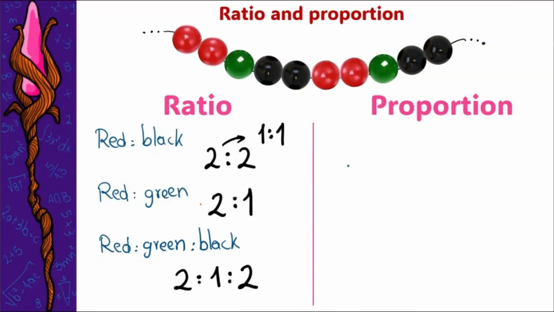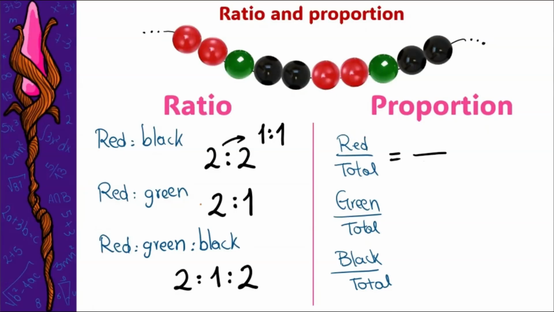The proportion is different because it's from the total. So we could just do red from the total, green from the total, or black from the total. So the 5 is going to be at the denominator. We have 2 reds, 2 out of 5. Green, we have just 1, so 1 out of 5. And finally, the black, 2 out of 5.